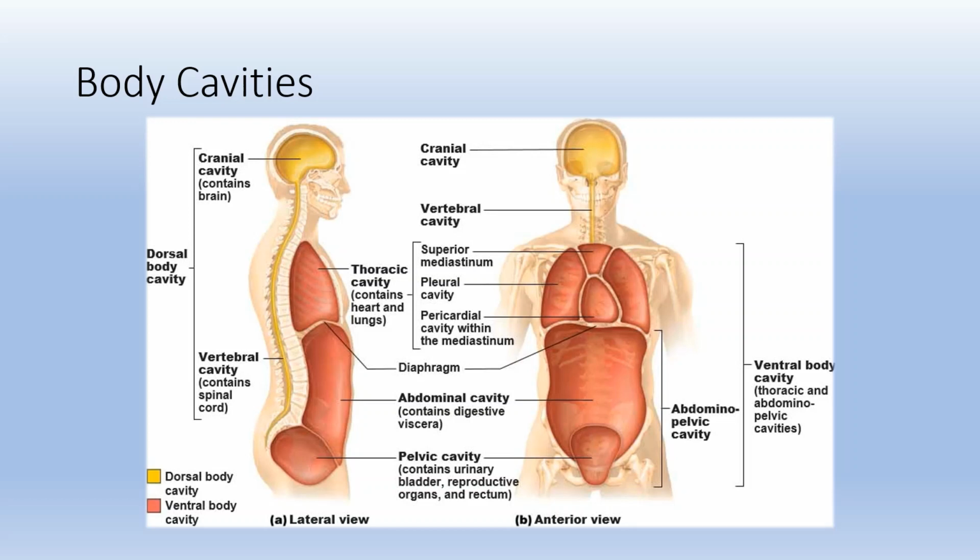The abdominopelvic cavity can also be further divided into an abdominal cavity, which is more superior to the pelvic cavity. The abdominal cavity will contain digestive viscera, such as the stomach and the intestines. The pelvic cavity will contain organs such as the urinary bladder and the reproductive system in both male and female.